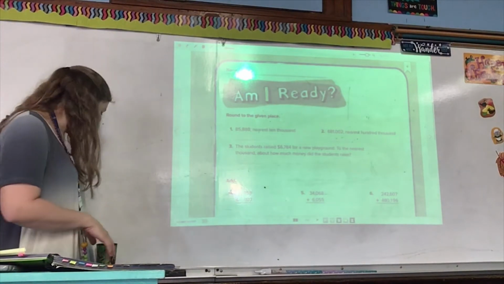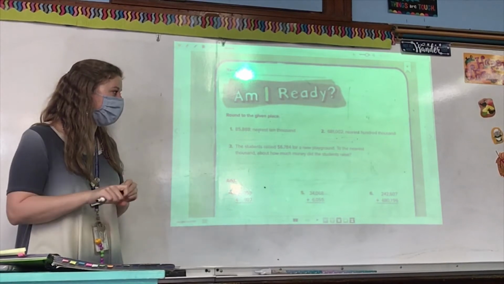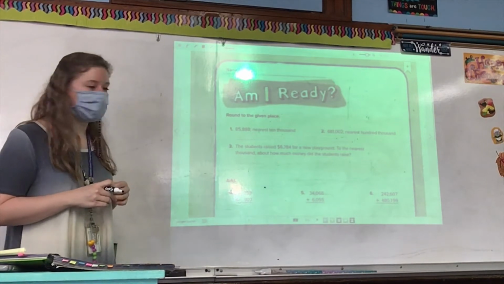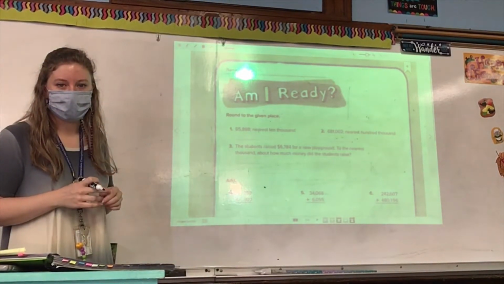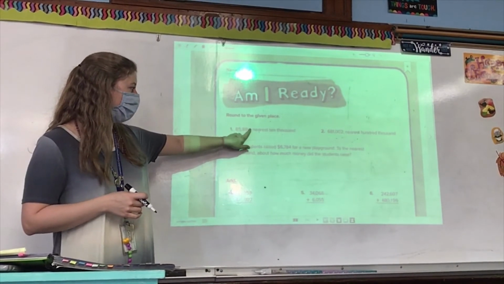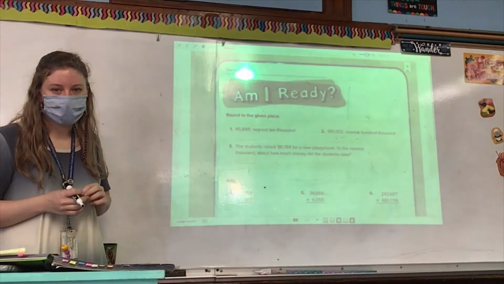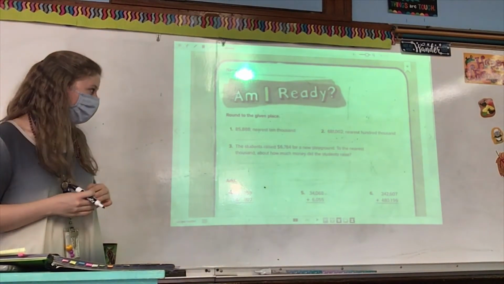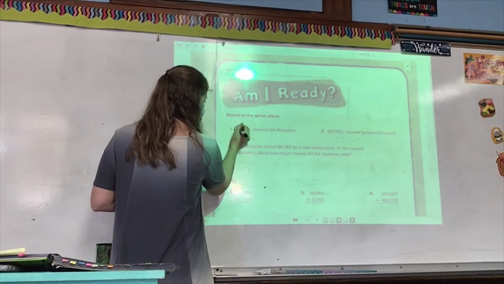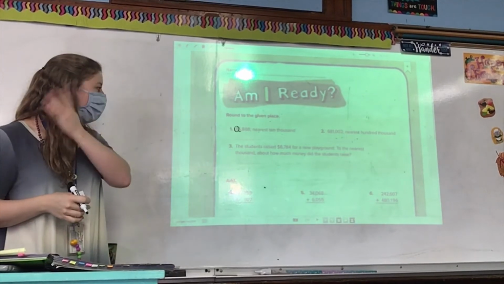Zari, number 1 is the number 85,888, and it says to round to the nearest 10,000. Which digit is in the 10,000s place? The 8. Which 8? The first, the second, the third, or the fourth? The first. So that means we circle the digit in the place to be rounded. We underline the digit to the right. Zari, the digit to the right is a 5.